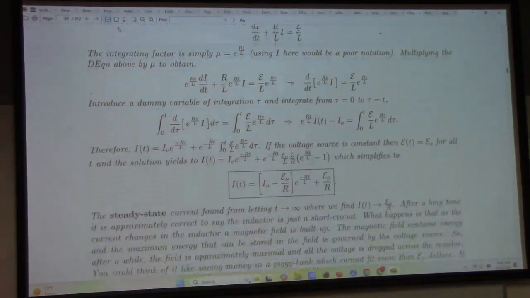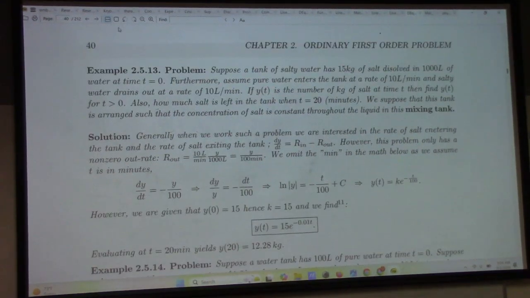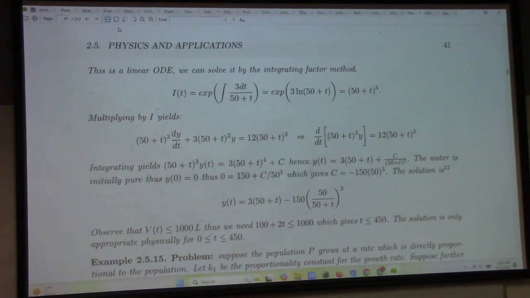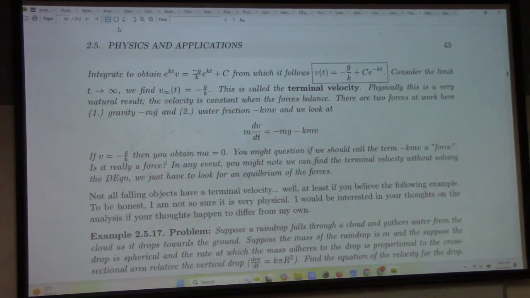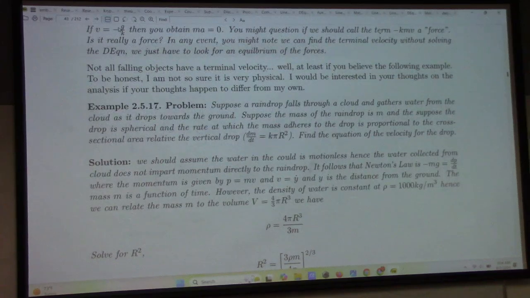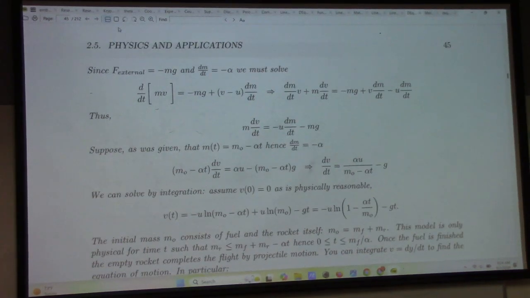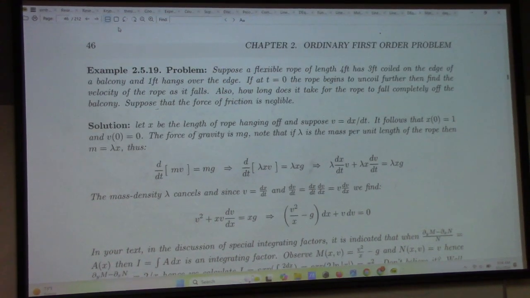Let's see here, I'll show you one other here. Let me skip ahead. This is a mixing tank problem. People work these. I'll probably work one another day. The one I wanted to show you before I let you go. I'll find it eventually. This one. This is a dastardly problem.